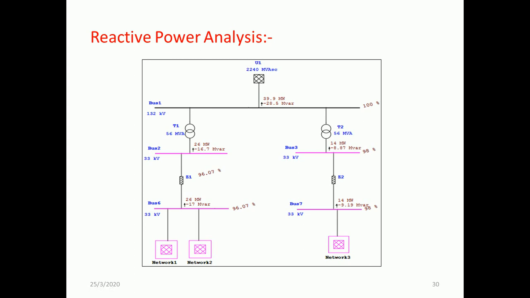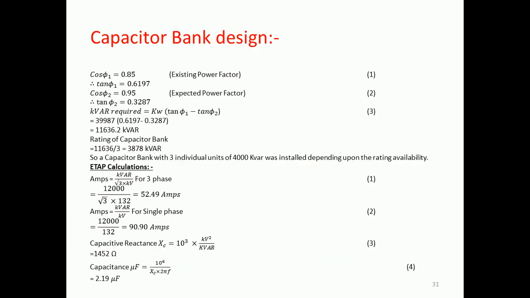So what are the possible measures you can implement for reactive power compensation? To begin with, the simplest of all is to design and implement a capacitor bank, right? You can also see that for network 1 and network 2 it is specifically taking minus 17 MVAR, and for network 3 individually it is taking 9.19 MVAR. So design and implementation of a capacitor bank is important in this aspect. These are the calculations which you have to go through for designing a capacitor bank.